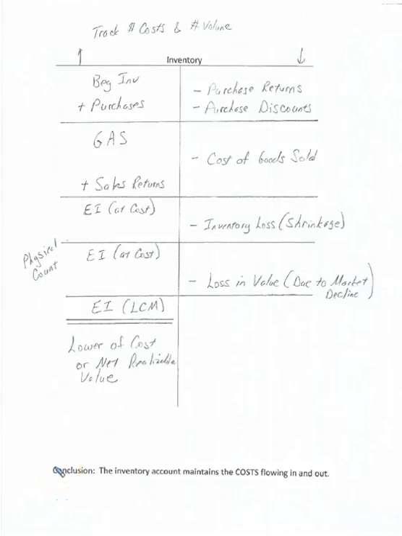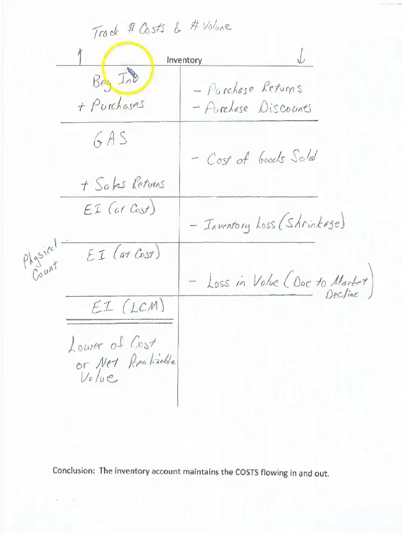In this first recording for Chapter 9, we're going to look at the big overview for inventory, the account itself, and how inventory gets reported. So here we have our big T account for inventory, and I've gone ahead and listed out the various kinds of transactions that go in and out of the account.